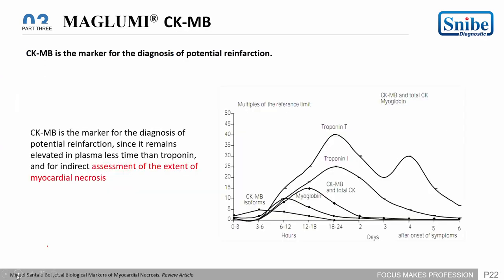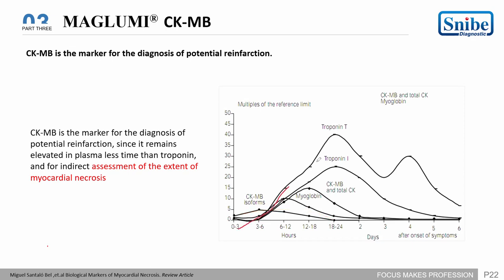Okay, so let's move to the CKMB. So you can see that the CKMB here is a marker for the diagnosis of potential reinfarction. It remains elevated in plasma less time than the troponin, and is for the indirect assessment of the extent of the myocardial necrosis. You can see here the isoforms of the CKMB, and then that can go down.